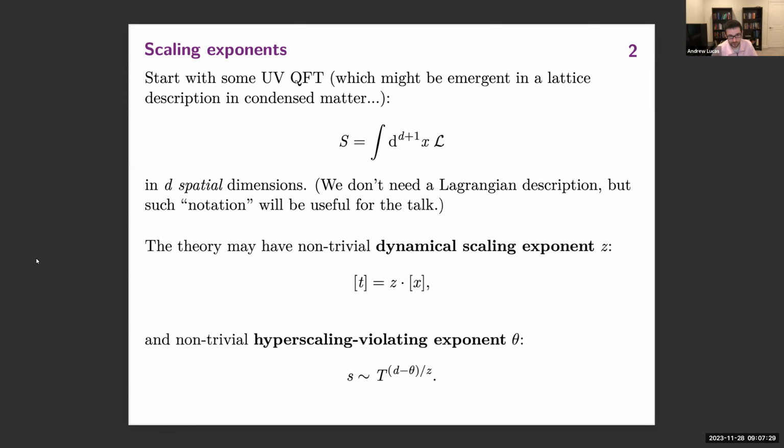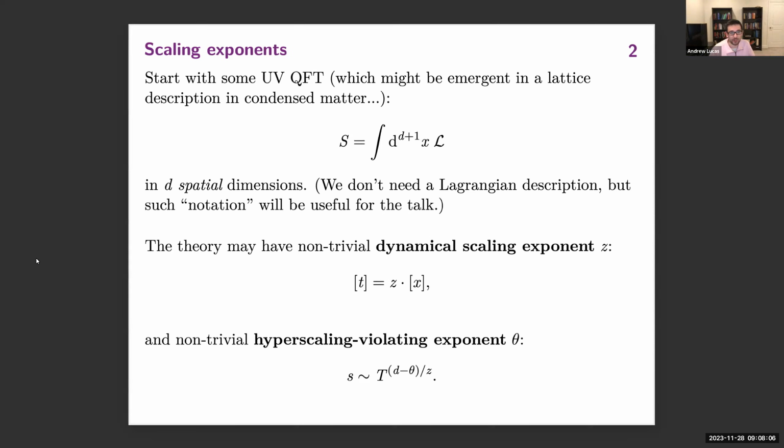We may also have what's called a hyperscaling violating exponent theta. You can roughly think of this as an anomalous exponent for the energy density. Here I'm depicting the role of theta as modifying the entropy density scaling with temperature. A classic example of this is theta equal to d minus 1 for a Fermi liquid, a system with a Fermi surface where excitations live on some d minus 1 dimensional space in momentum space.